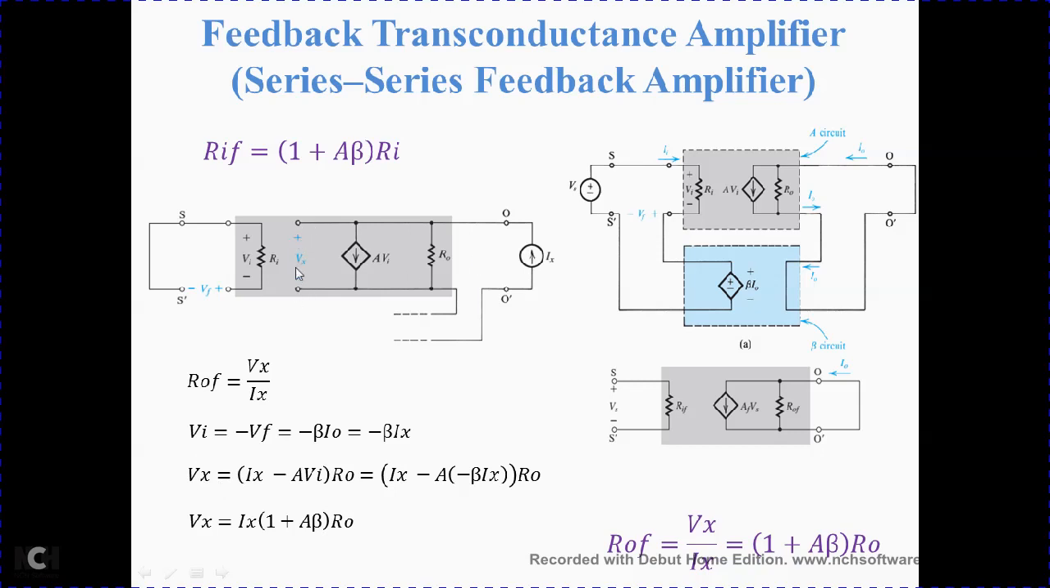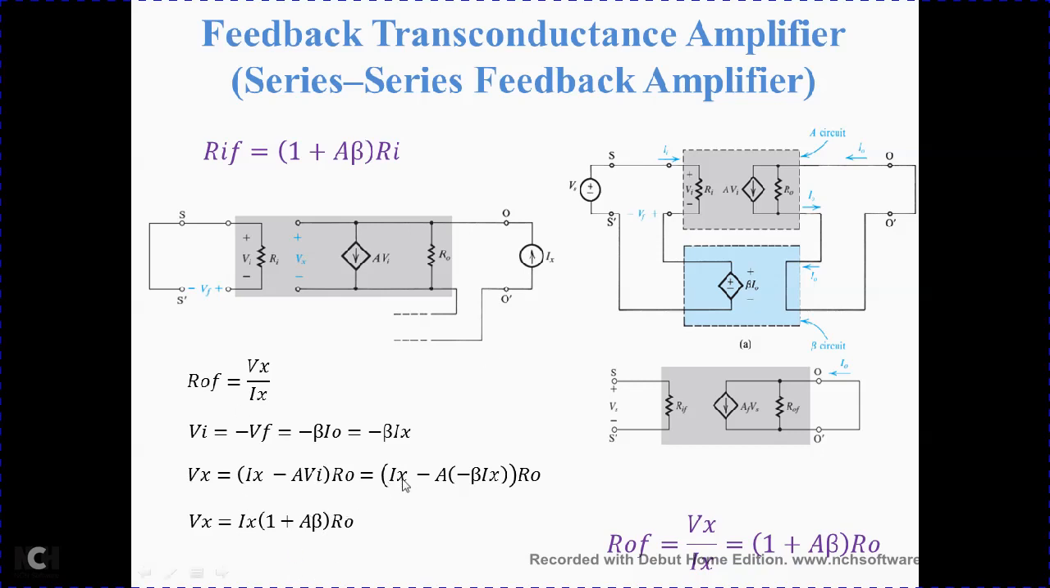Vx is equal to I into R. V is equal to I into R. You have two sources and both are flowing in opposite directions, no doubt. So it is Ix minus A into Vi, into R naught. Simple Ohm's law. Everything is Ohm's law in this case.